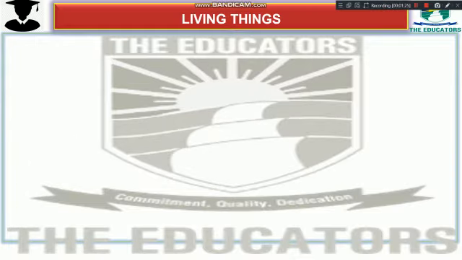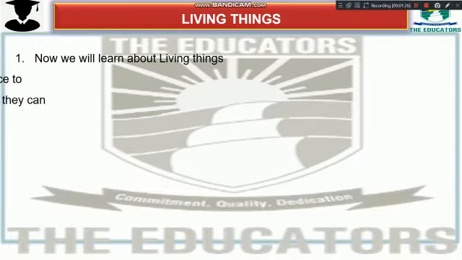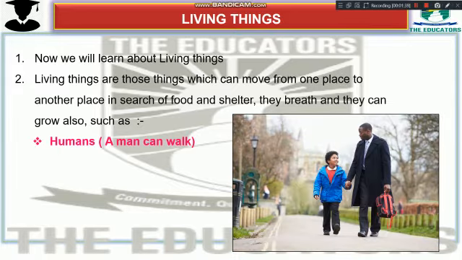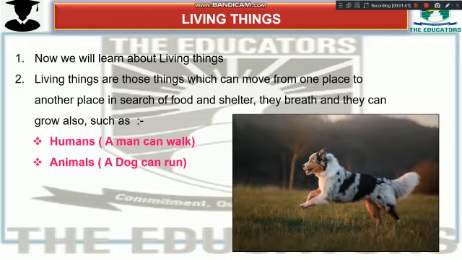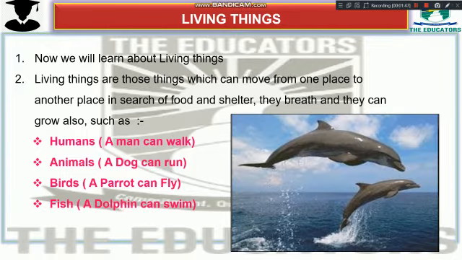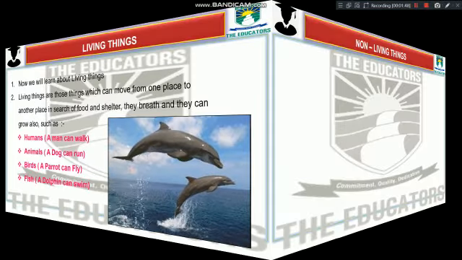Now, living things. Now we will learn about living things. Living things are those things which can move from one place to another place in search of food and shelter. They breathe and they can grow also, such as human, a man can walk, animal like a dog can run, birds like a parrot can fly, fish like a dolphin can swim.